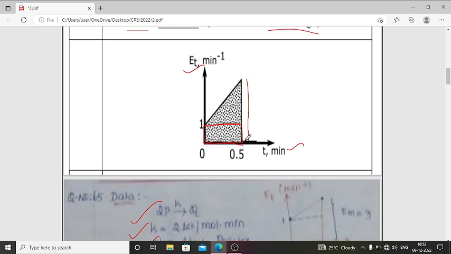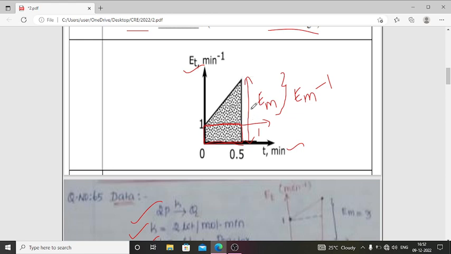So this is unknown. We don't know what this value is up to Em. Up to this we know it is 1. So what is this section? It is Em minus 1. Am I clear? So here Em minus 1. So already the area of the rectangle, length into breadth, 0.5 into 1, is 0.5. The area of the triangle is half base into height.